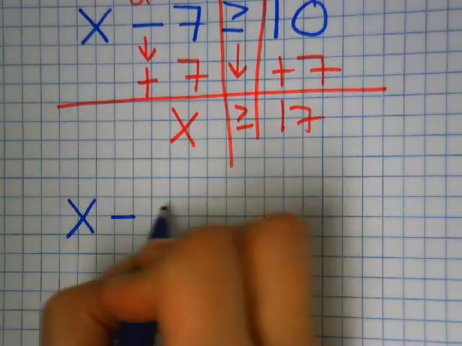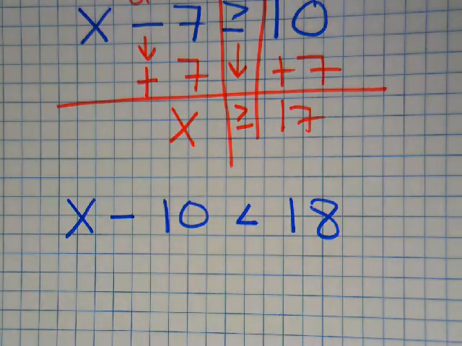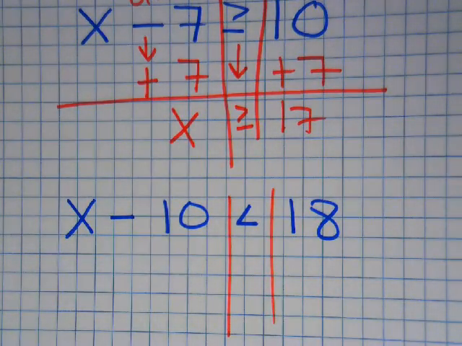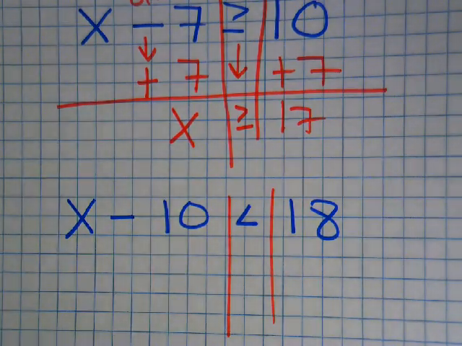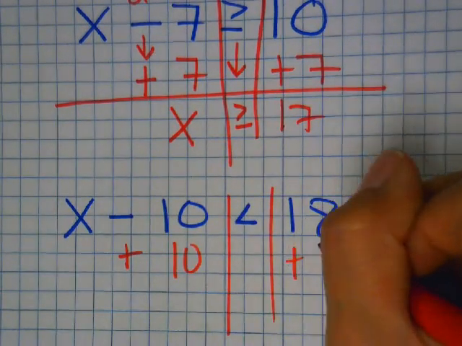X minus 10 is less than 18. Okay? First step, bars. Second step, what are they giving me? They're giving me a minus. So what am I going to do? What's the opposite of minus? Addition. So I'm going to add. What number am I going to add? 10. Add 10.